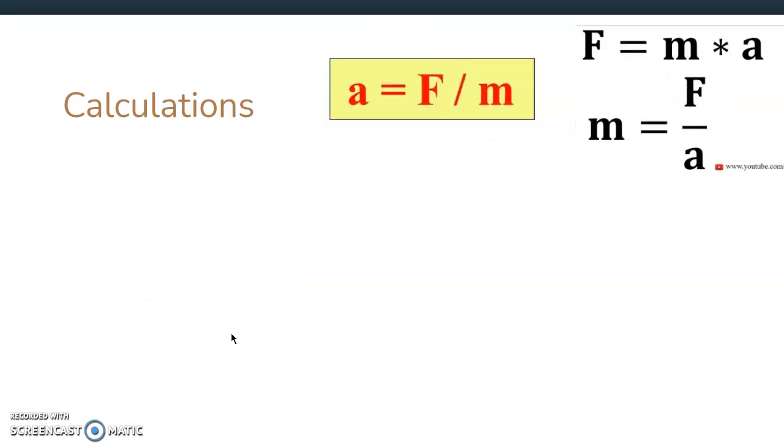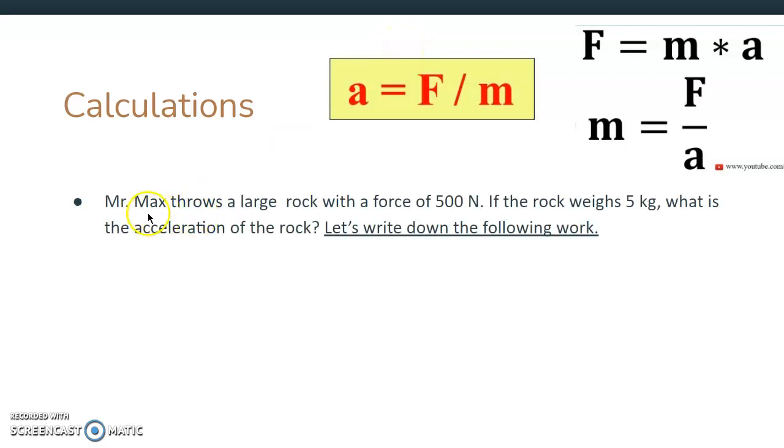So let's look at a couple examples where we're not just looking for our force, but we're looking for something else. So Mr. Max throws a large rock with a force of 500 newtons. If the rock weighs 5 kilograms, what is the acceleration of the rock? So a stands for acceleration. That means we need a is equal to something. Our question is, what is the acceleration? So first we're going to write down our givens. Force is 500 newtons, mass is 5 kilograms, and then for our equation, we're going to use the one that has a, acceleration is equal to something.